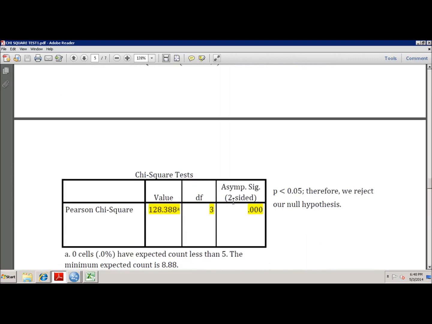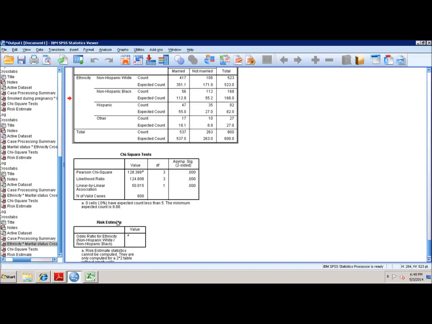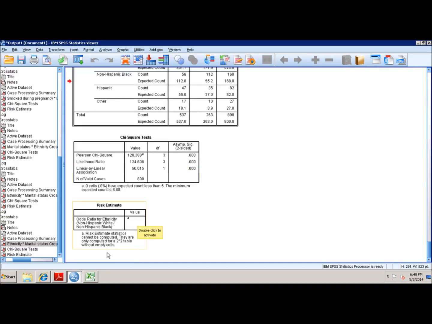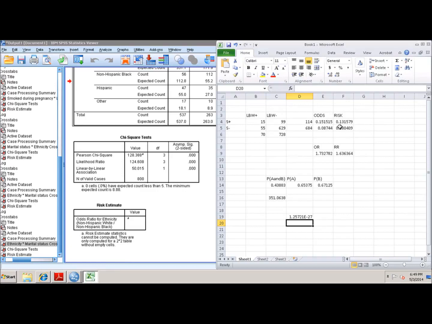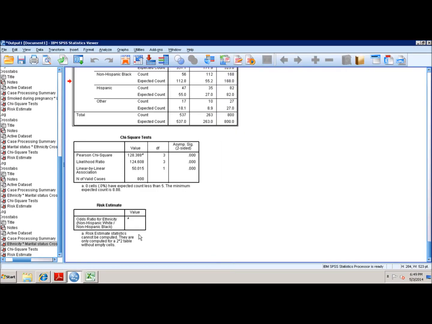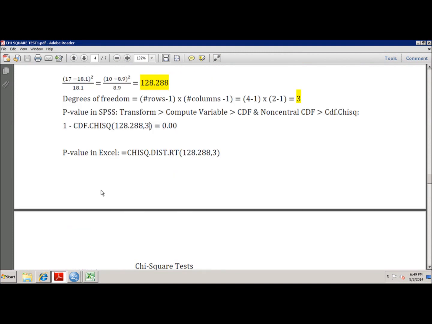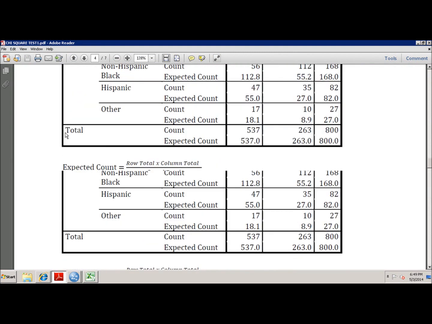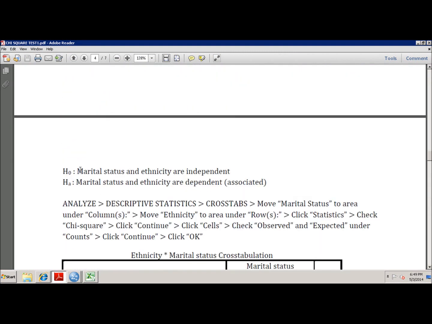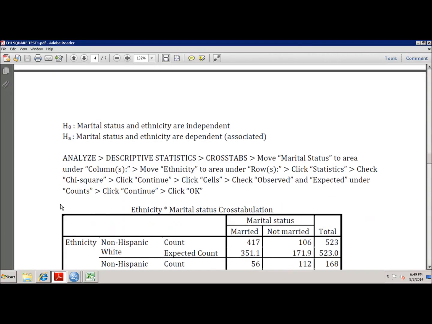SPSS also gives us that value, but only 3 digits. So with Excel, we're able to get the exact p-value for the chi-square test statistic. So we can conclude from this chi-square test that we are able to reject the null hypothesis, that marital status and ethnicity are independent. We are able to reject that and conclude that marital status and ethnicity are associated.